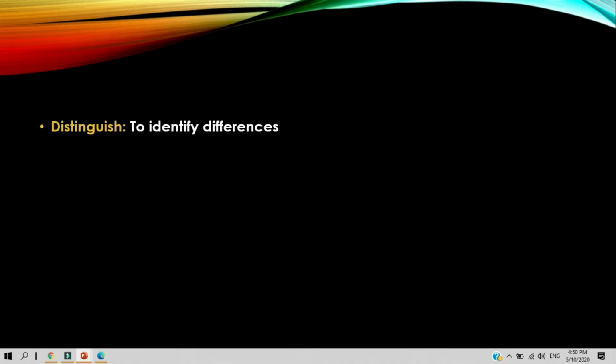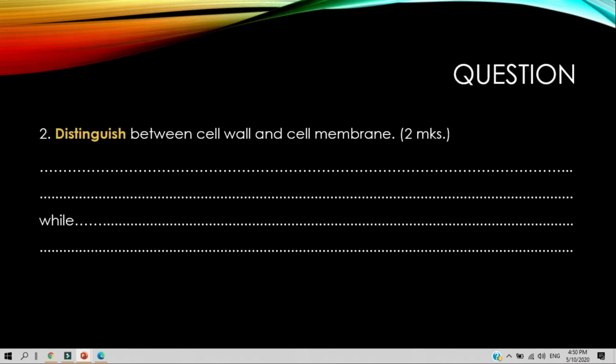Distinguish. To distinguish is to identify differences. To distinguish is to identify what it is that makes this thing different. We're looking at difference now. All right, so let's hop on to this question and see how well we could handle this one. We want to distinguish between the cell wall and the cell membrane. Remember, in the description below, you're going to be finding the link to the lesson on cells, and you can go there and watch it as many times as you so desire, so as to ensure that you score full marks. Now I want you to observe this question carefully.